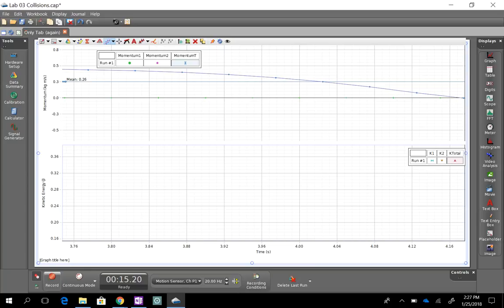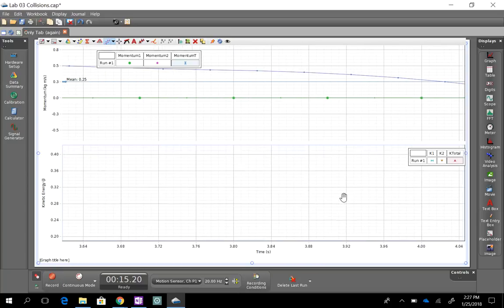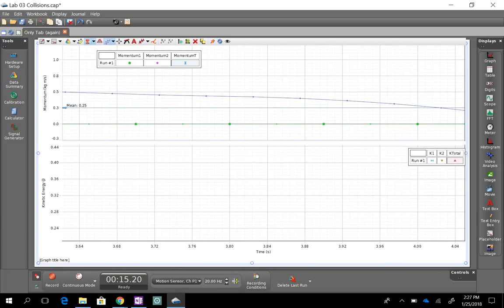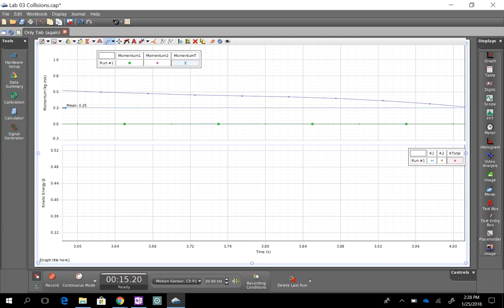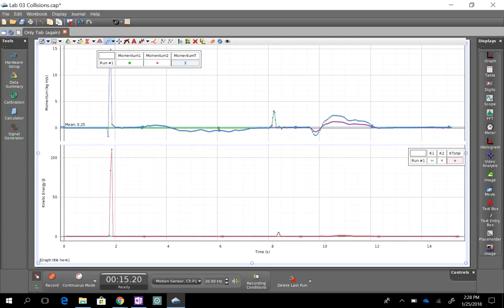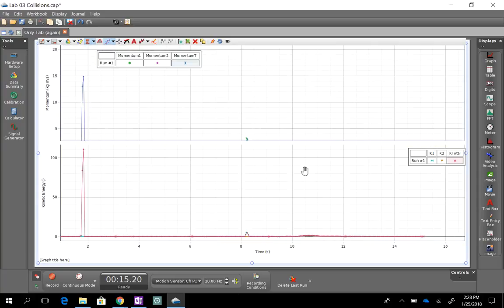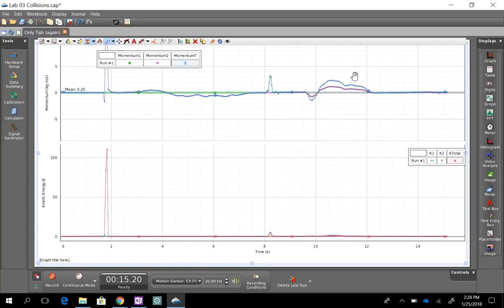A little concerned because what do I see? I see nothing on my kinetic energy graph. Okay, because it was scaled wrong. Scaling is always important. So let's just look at a segment here.